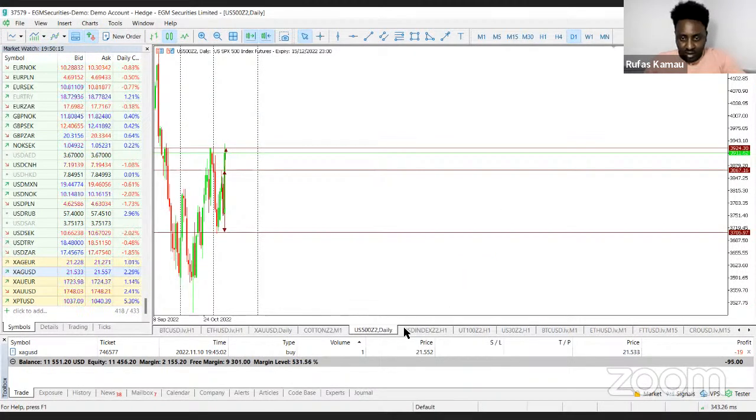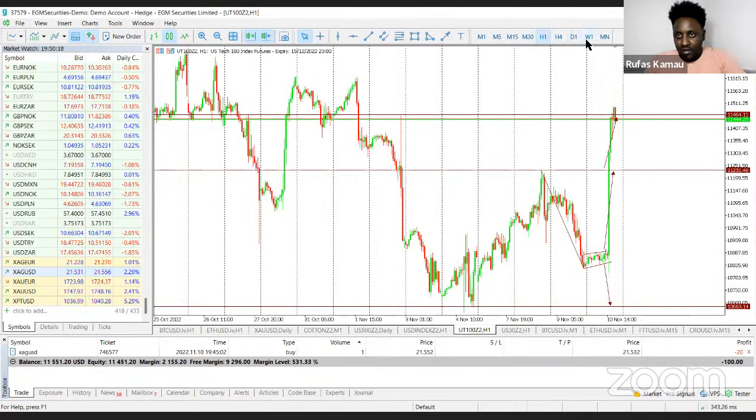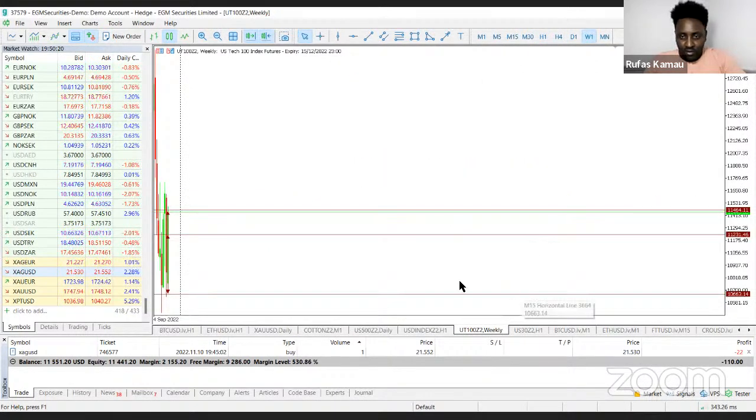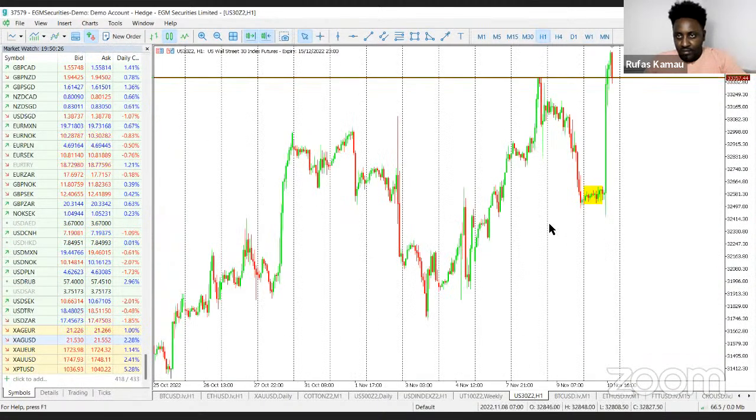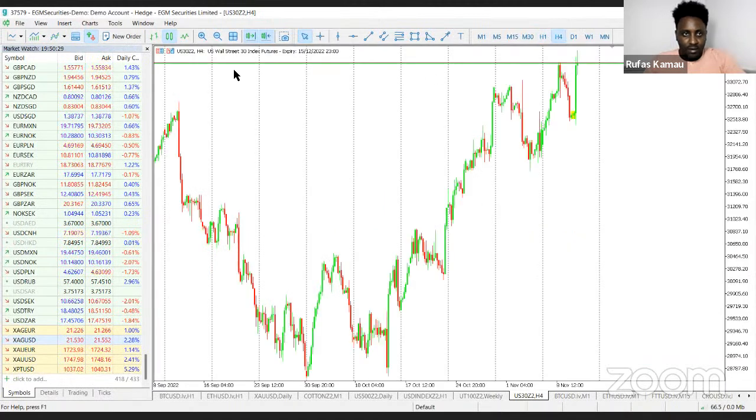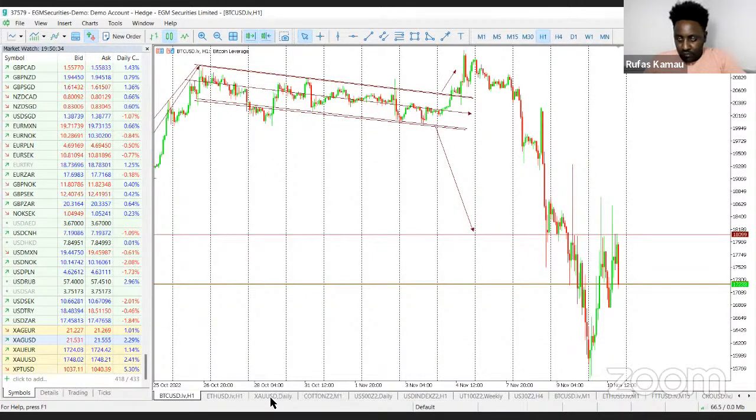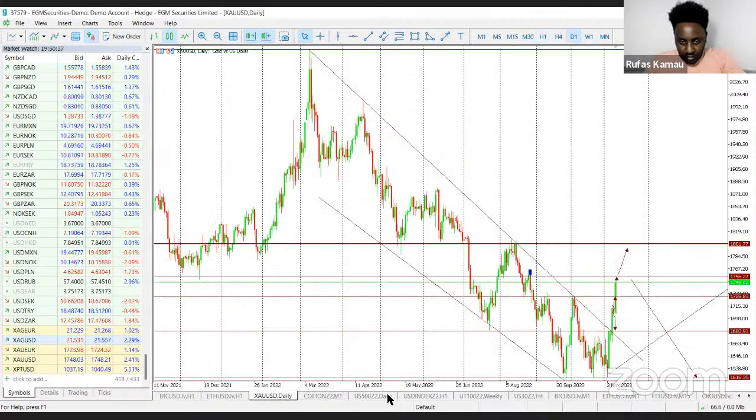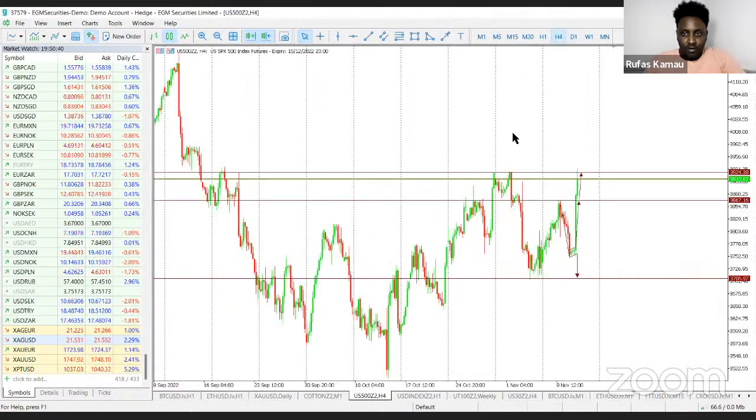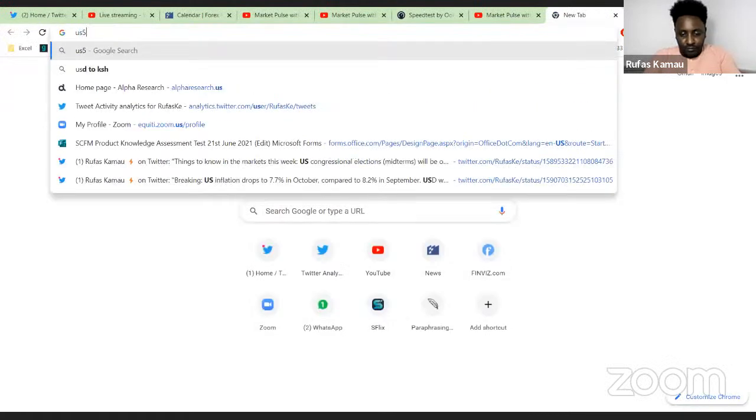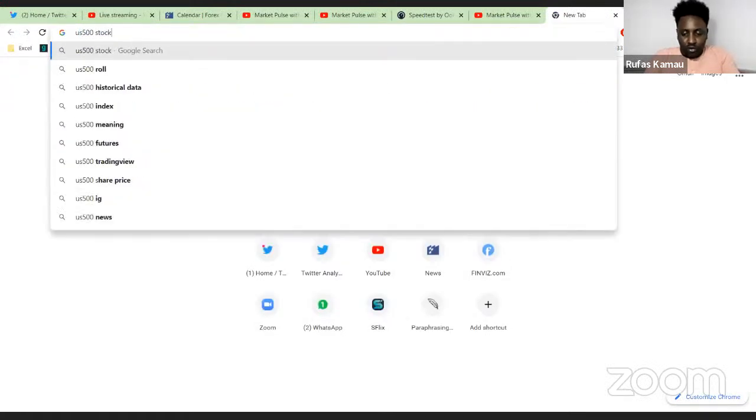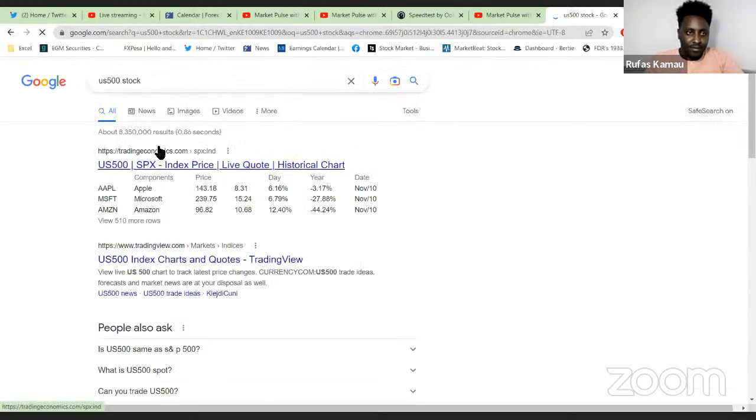500. Somehow it's not loading enough. Don't know why. Same case with US 30. Wonder what just happened to my data. Just a moment. So US 500. Okay, let's try and use the browser for easy data. Just want to show you what has been happening this year.